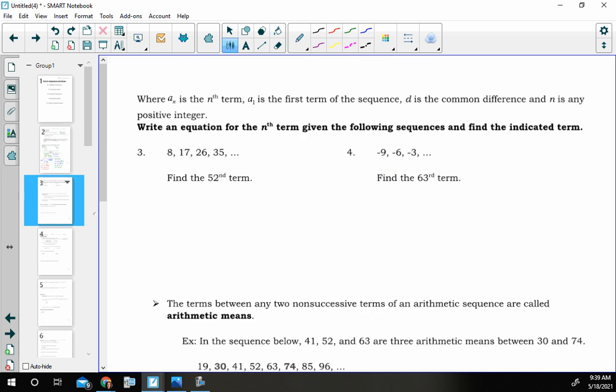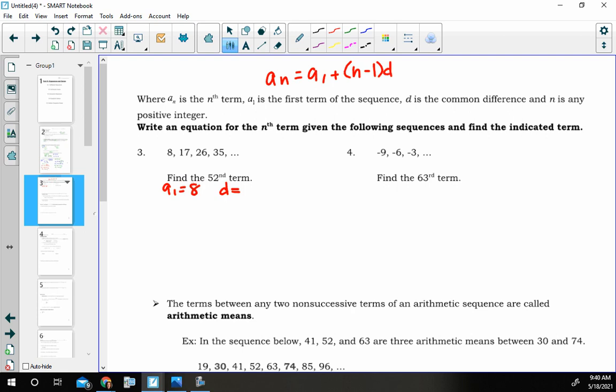Okay, so it says where a sub n is the nth term, a sub 1 is the first term. Oh, so this is what I just talked about, okay? Write an equation for the nth term given the following sequence and find the indicated term. So we're going to first just write the general equation. Let's write some things that I do know. I know my a sub 1 is 8. I'm going to try to find my distance because that's something I need in this equation.